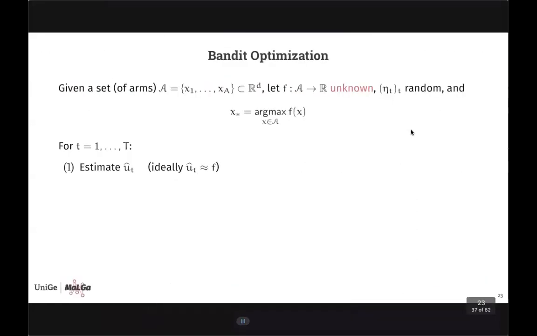So the idea is that we begin by making an estimate of the true function, okay? I call it u hat, and this is the first step. At this point, we pick an arm, we pick a point in the domain, a candidate minimizer, and then we are revealed not the value of the function, which remember is unknown, but only a noisy value of the function. Based on this, we go back and estimate again, update our estimate u hat, and keep on going.